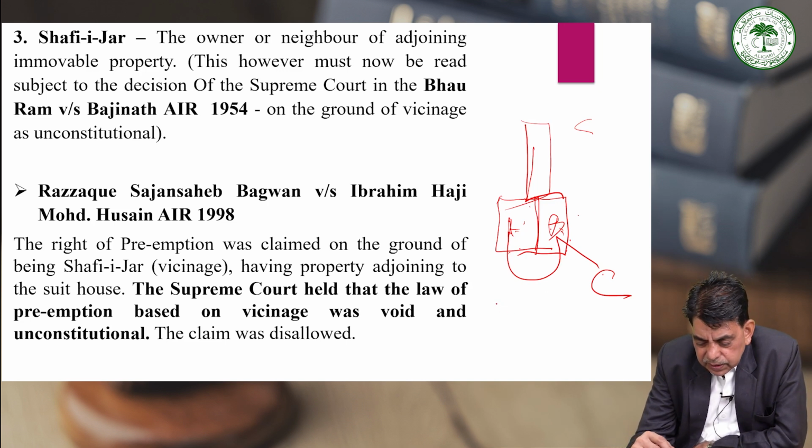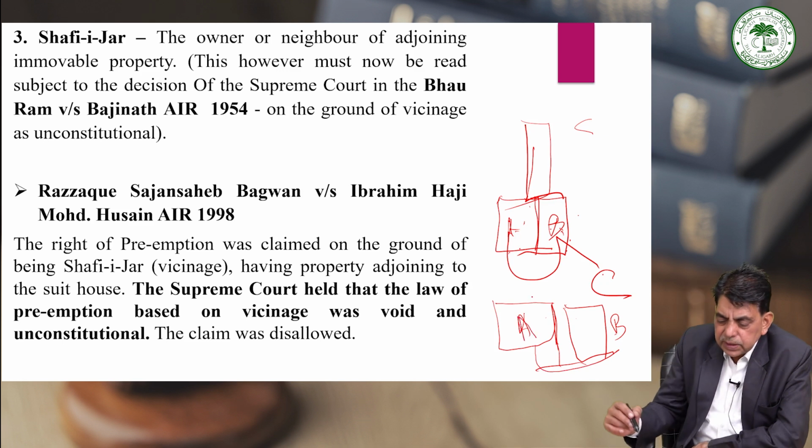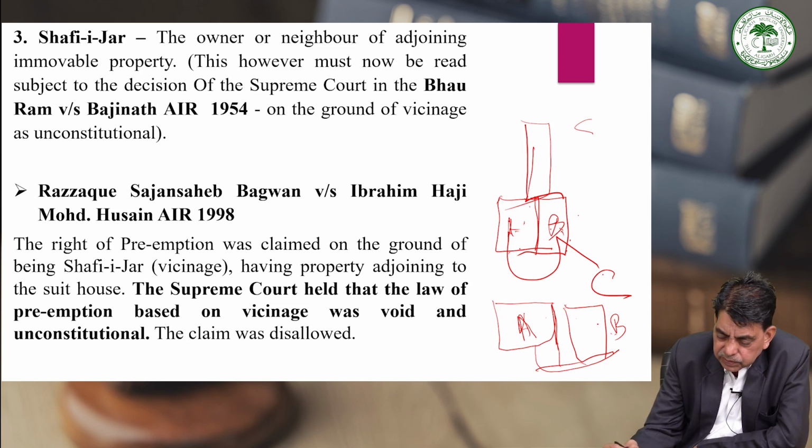But now the rule is that if there are two properties in the neighborhood of each other, say A is the owner of one and B is the owner of the other, and both are neighbors, their properties are based only on neighborhood. Now here, if A is selling his property without information to B, then the right of preemption will not arise. A can independently sell his property to anyone, with or without information, because they do not participate in the immunities related to their respective properties.